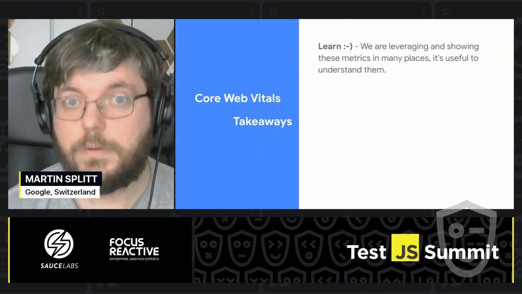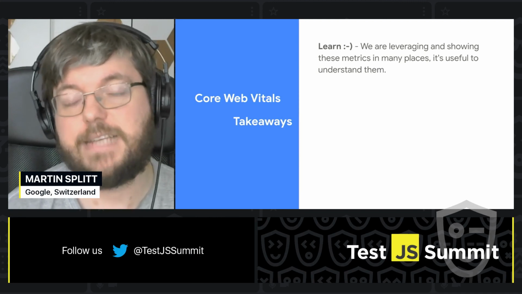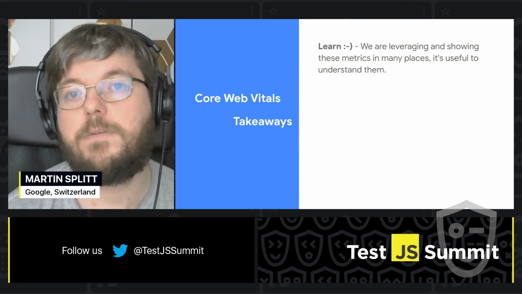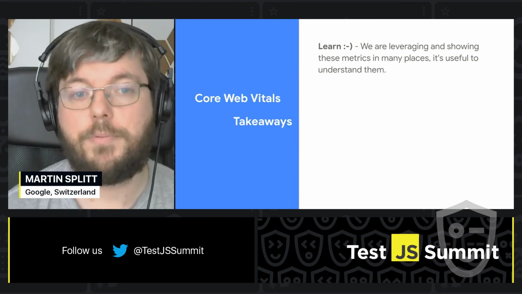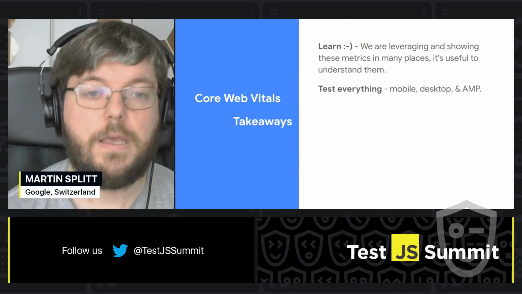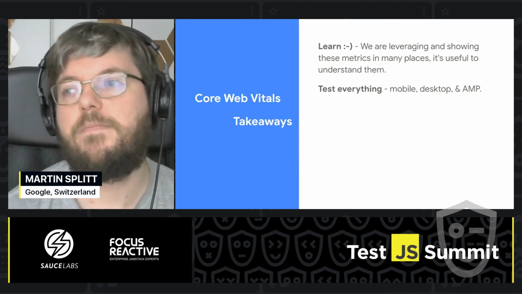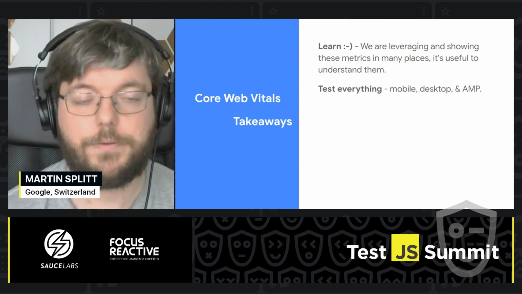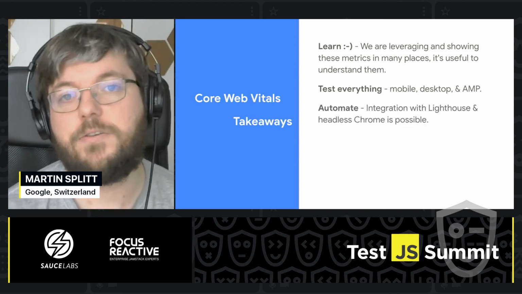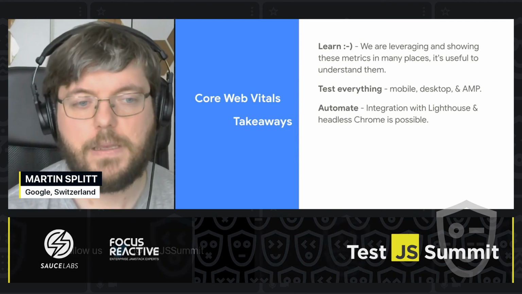What can you do in regards to the Core Web Vitals? web.dev/vitals has lots of information. Learn what you want to learn about these metrics, understand what they do, how they are measured, and how you can improve on them. It's very, very useful to know how this works. Test all your different page versions. If you have a mobile, desktop, and AMP page version of your content, then test all three of these or any combinations. And do look into integrating it into your automated flow, because that's really, really helpful.